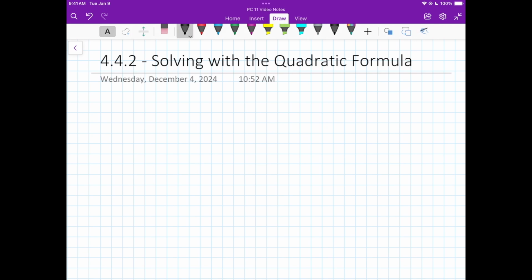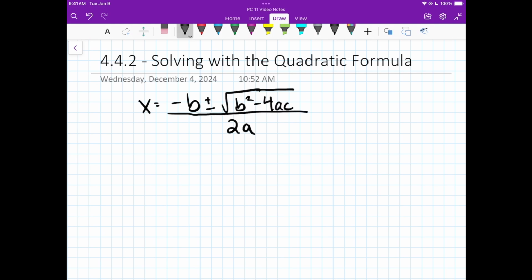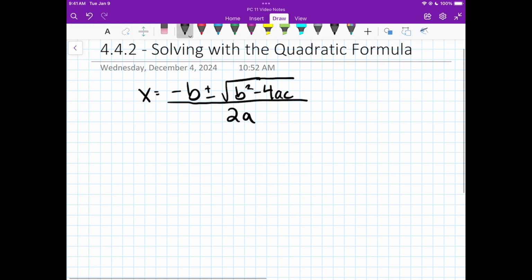So quick refresher, our quadratic formula is x equals negative b plus or minus the square root of b squared minus 4ac, make sure all of that's in your root, all over 2a. All right, so let's just start solving some stuff. So if we want to solve, say, 2x squared minus 6x minus 8 equals 0.